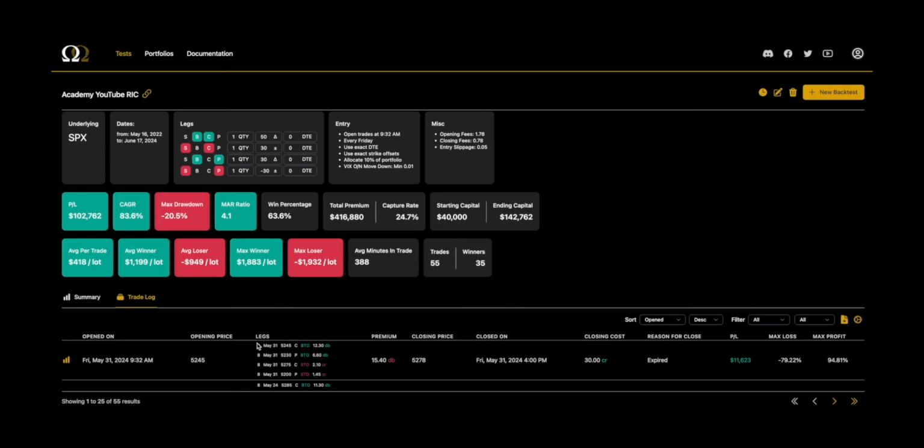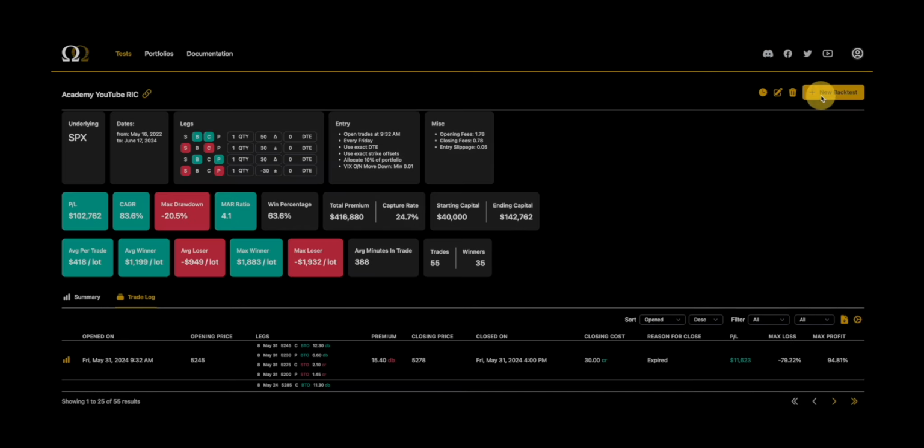So just to look at a recent one here. In May, we were at 52.45 when it opened. We bought the call there. We sold the higher call. It closed past the short call, so we had maximum value, 30. There's no exits, no stop loss, no profit target. It is a ride or die.